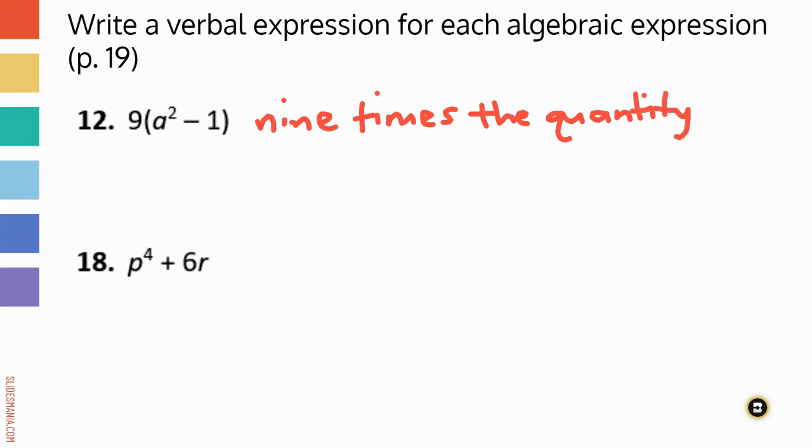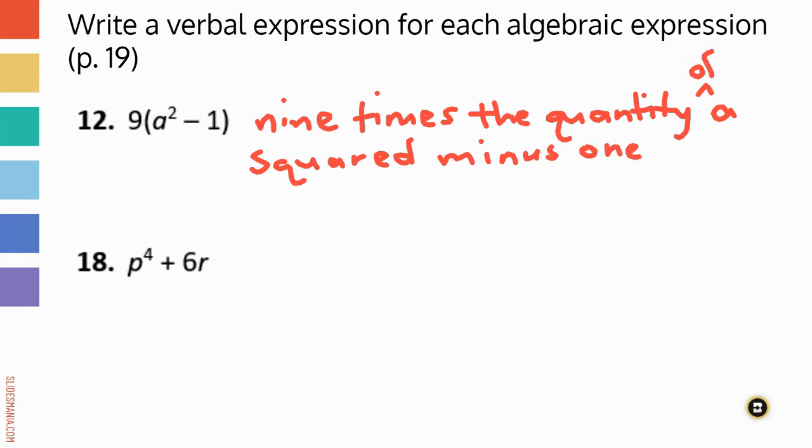And then inside the parentheses, we've got a to the second power, or a squared. So I'm going to say a squared. And then minus 1. So 9 times the quantity. Actually, I should put an of in there. I'm going to just throw an of a squared minus 1.